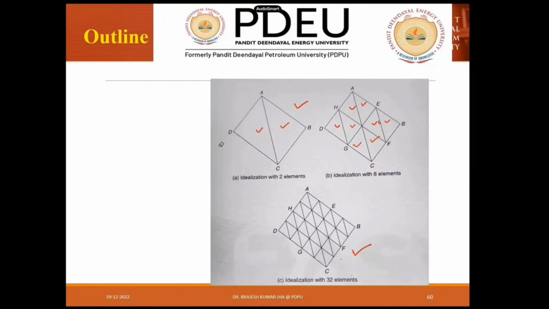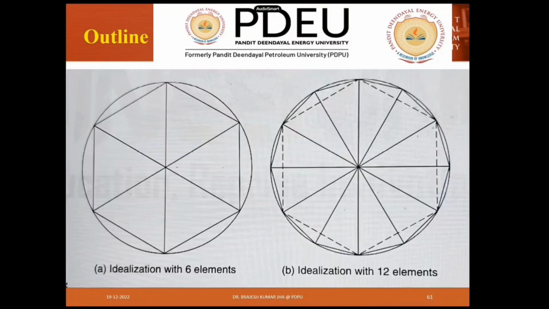But the thing is, what we see in each and every refinement, the original node is not replaced. The original node is retained, even though you have increased the number of elements. But next, what we can see here, the 6th element is there.